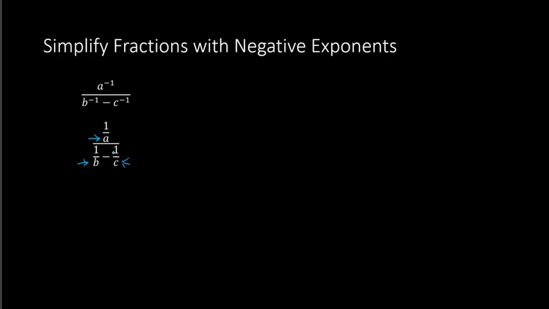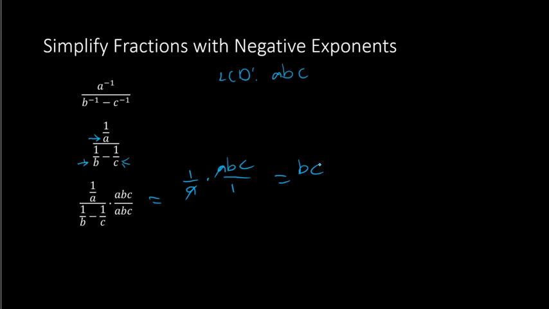The least common denominator of all three would be a times b times c. So what we can do is multiply the top and the bottom by ABC, and we see that typed up right here. And when you do that, when you do 1 over a times ABC, or ABC over 1, the a's would cancel. That gives you b times c. All right, so we have b times c on the numerator.